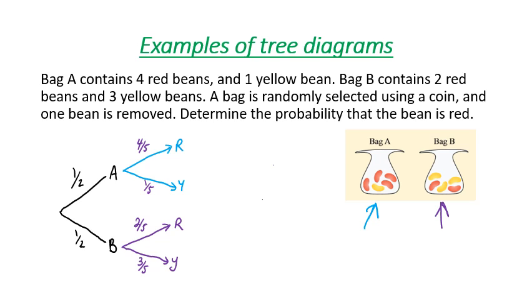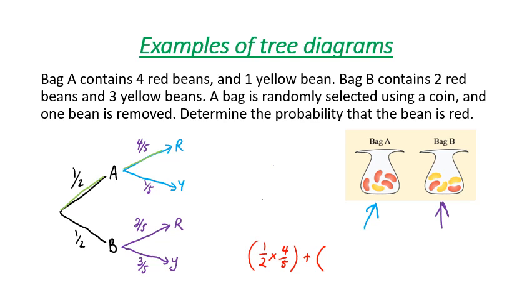So in this particular case, we need to work out the chance of getting a red bean in bag A. That's going to be this green line and that green line. So we're going to have 1/2 times 4/5 in bag A. But we can also get something from bag B.